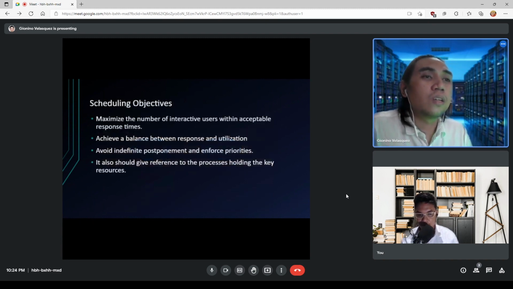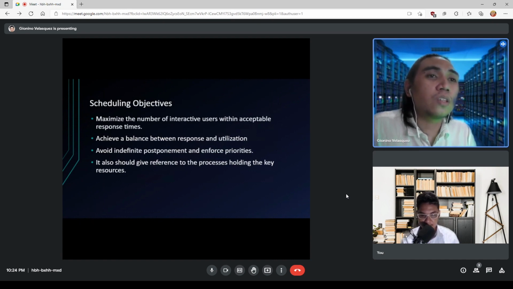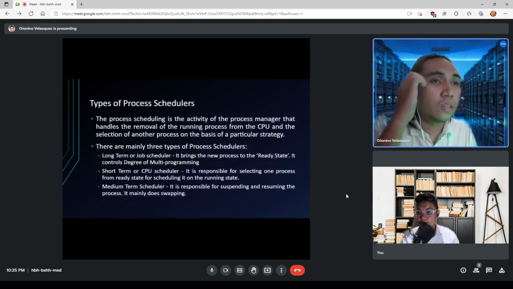Scheduling objectives. Scheduling objectives maximize the number of interactive users within acceptable response times. It achieves a balance between response and utilization. It avoids indefinite postponement and enforces priorities. And it should also give preference to the processes holding key resources.